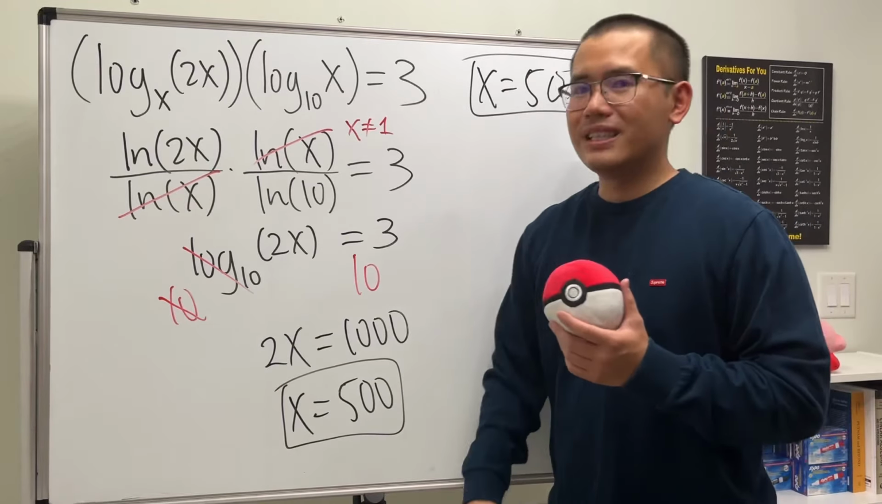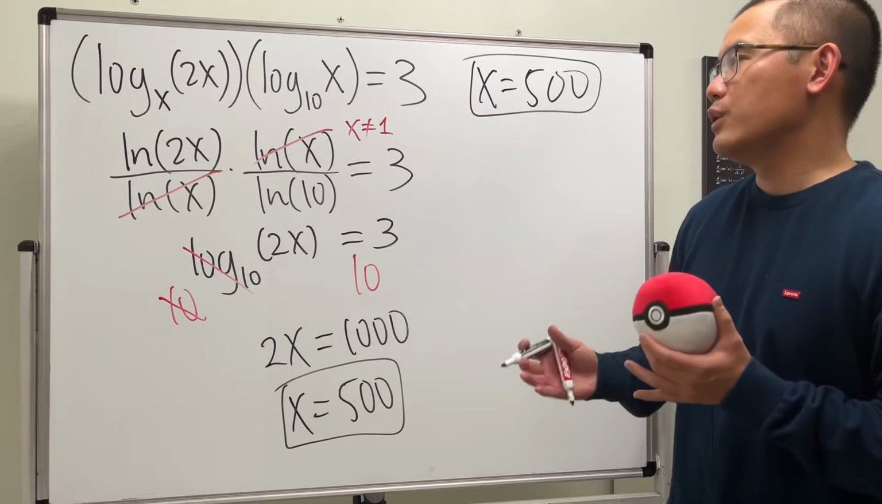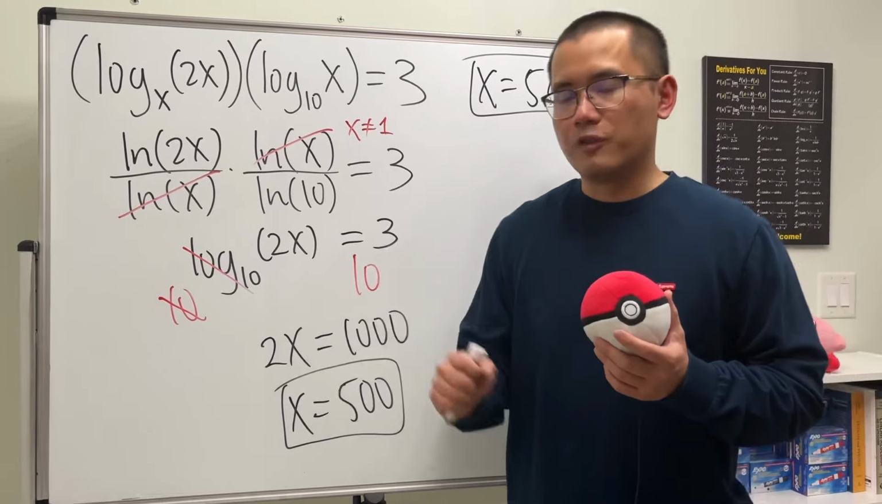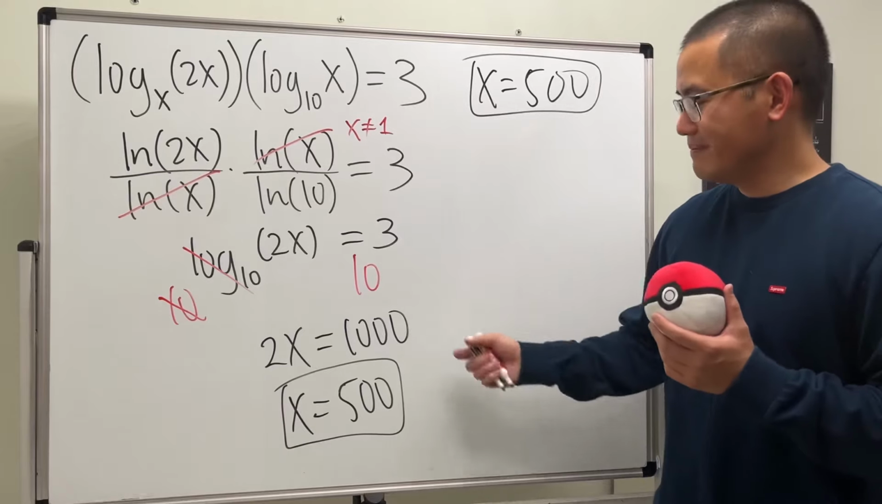So this one is pretty neat, because even though we have a log equation with different bases, they worked out pretty well because we have the change of base formula. And they cancel out very nicely. That's it.